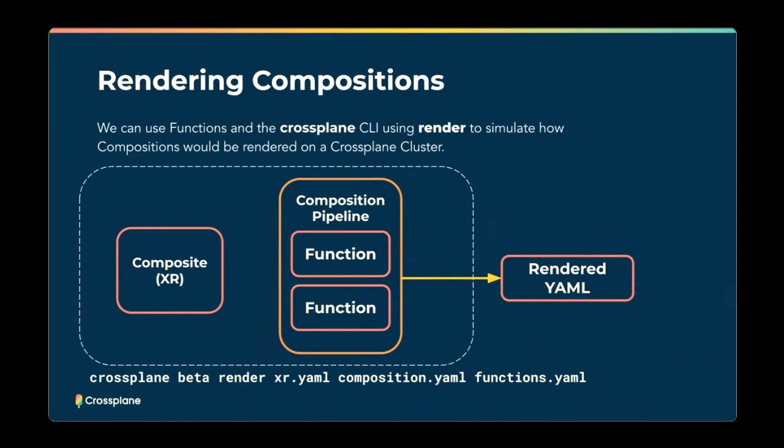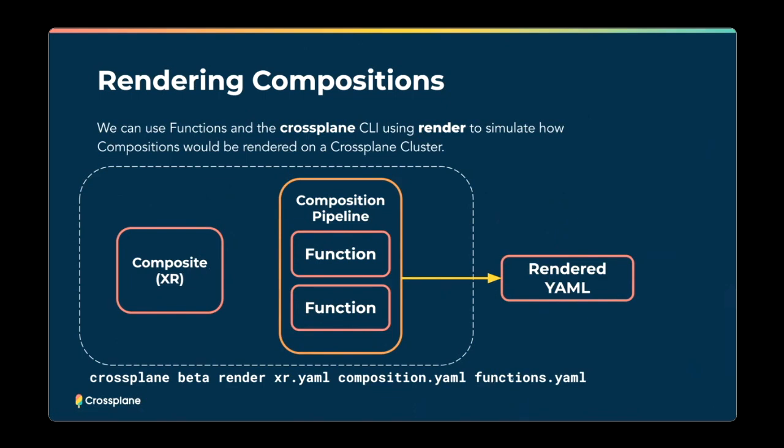And the command is crossplane beta render, and when it graduates, we'll remove the beta, but right now it's still in beta status. And there are 3 files that you usually provide to it. You provide the XR, right? So that's what the customer is going to ask for. The composition, and then functions.